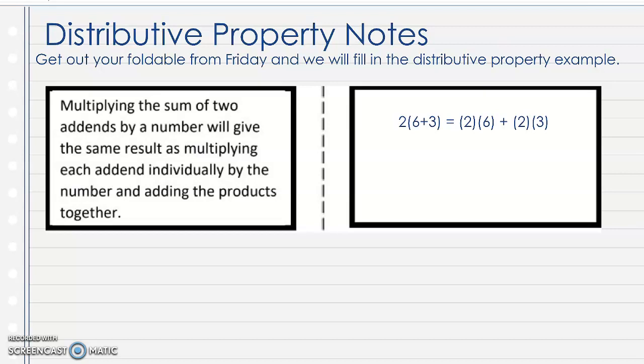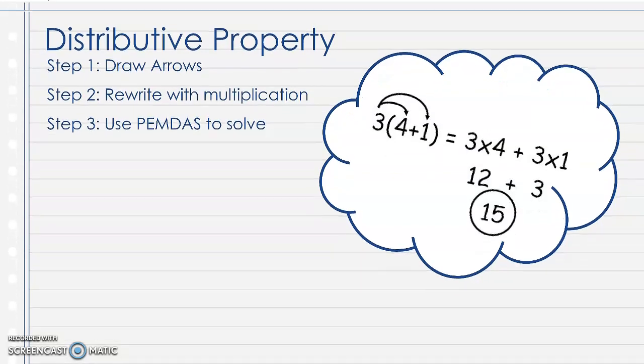So what this is saying is that if we have a situation like this where we have 6 plus 3 in parentheses, and then we have a 2 outside of the parentheses, you can, with arrows, draw a 2 to the 6. That's where you get this. Then from the 2 to the 3 is where you get this. So let's practice that real quick. Or actually, let's continue to talk about it.